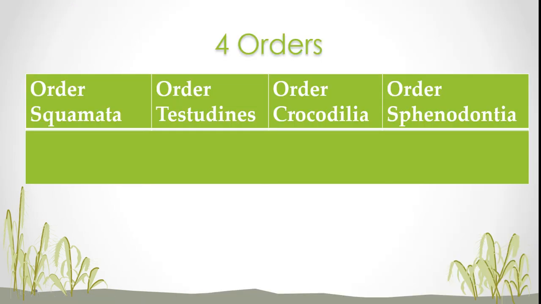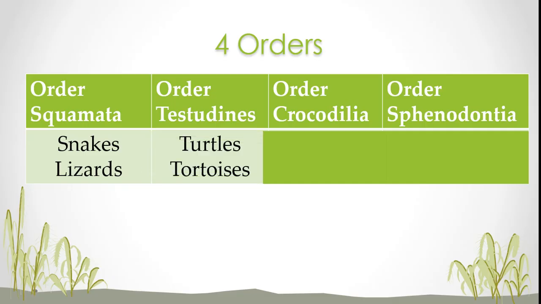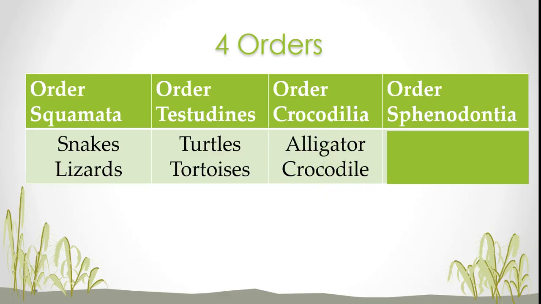All right, let's look at the 4 major orders we're going to spend some time on today. The first order is order Squamata. That includes the snakes and lizards. I think we're actually going in this order as well. Okay, order Testudines, which is turtles and tortoises. Crocodilia, I think it gives that one away. That would be alligators and crocodiles.